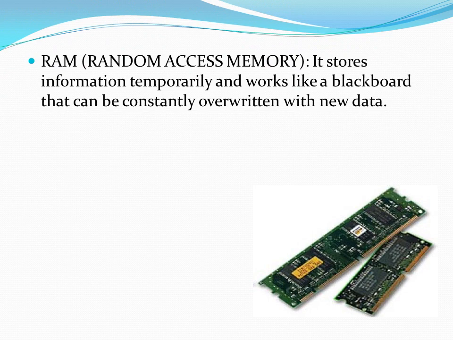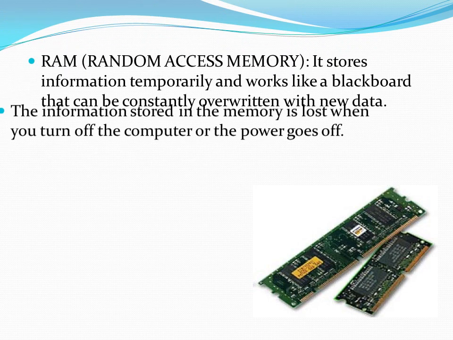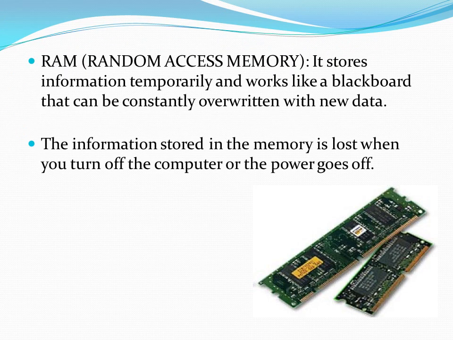Let me explain you RAM. RAM, random access memory, is the full form. RAM stores information temporarily and works like a blackboard that can be constantly overwritten with new data. Information stored in the memory is lost when you turn off the computer or power goes off. An example of RAM is when you type something in the calculator. That is RAM. Till the calculator is on, your data will be there. When you switch off the calculator, your data will be gone. So this is an example of RAM.